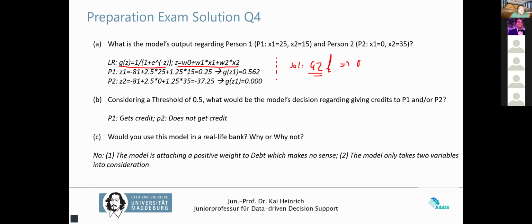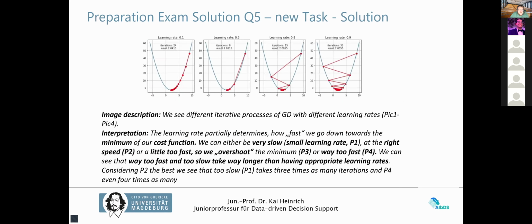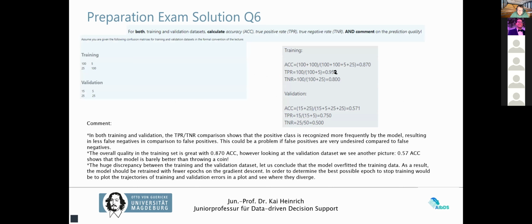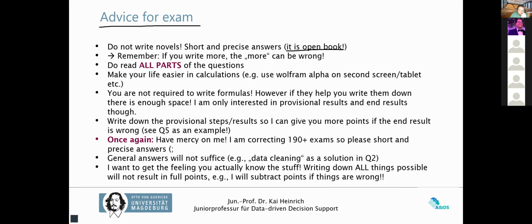So do yourself a favor. There are a lot of points in these calculation tasks, right? Write this down. It doesn't take you too long, and you can still get some points if it's wrong. If you're absolutely certain that this is correct, then you don't need to, right?